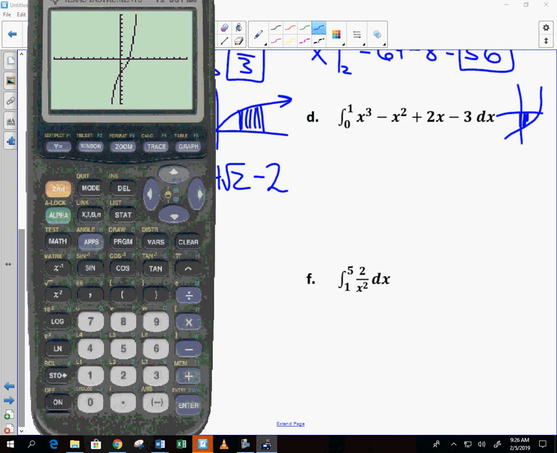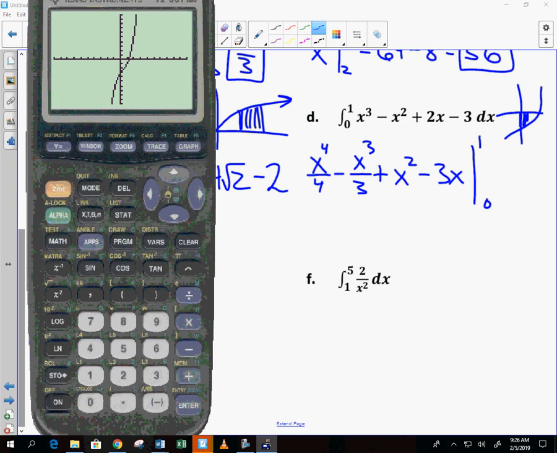So what's the antiderivative of x cubed? X to the what? 4th over 4. Minus x to the 3rd over 3. Plus x squared. Gigi has got it. Minus 3x. I evaluate at 1 and 0. If I plug in 0, what am I going to get? 0. So we can really just plug in the 1.